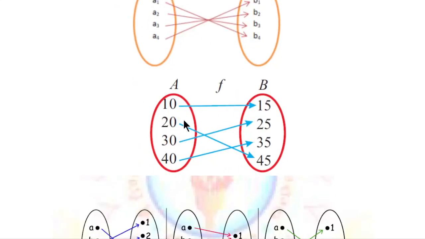Another example. In this case, each element of set A is mapped with a distinct element of set B, so it satisfies the one-to-one function. And every element of set B is mapped with elements of set A, so it also satisfies the onto function. So it is also a bijective function.